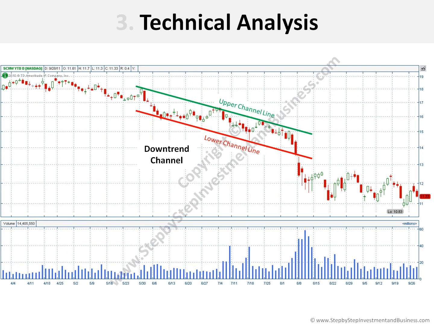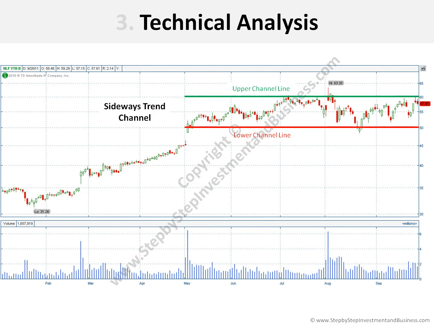In downtrend channels, the lower and upper channel lines are descending. Finally, here we can see an example of a sideways trend channel. As can be seen, the lower and the upper channel lines are horizontal.